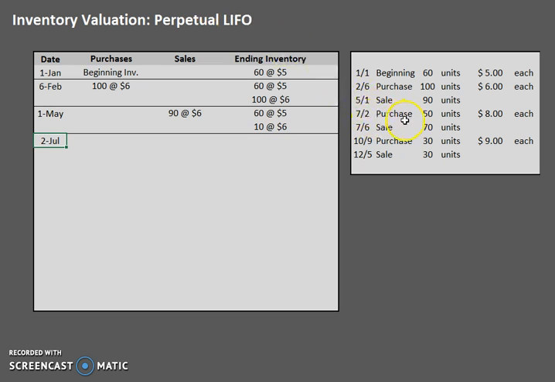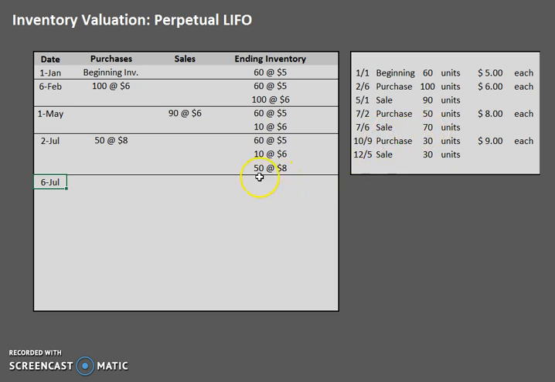On July 2nd, we have a purchase of 50 units and we paid $8 each for those. So let's put that under our purchases. And now as a reminder, we have to bring down the old and then add in the new purchases whenever we do have a purchase. So we have 60 units at $5 each, 10 units at $6 each, and then our new 50 units at $8 each. Okay, now on July 6th, we have another sale, and in this case, we sold 70 units.